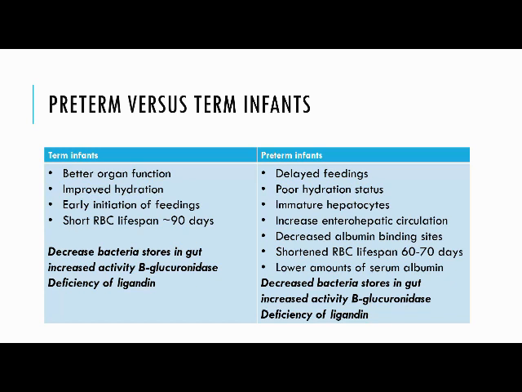Immature hepatocytes, immature liver. Your hepatocytes just aren't functioning because you're early. You weren't ready to be born yet. Your liver's trying to work, but just can't get it together.